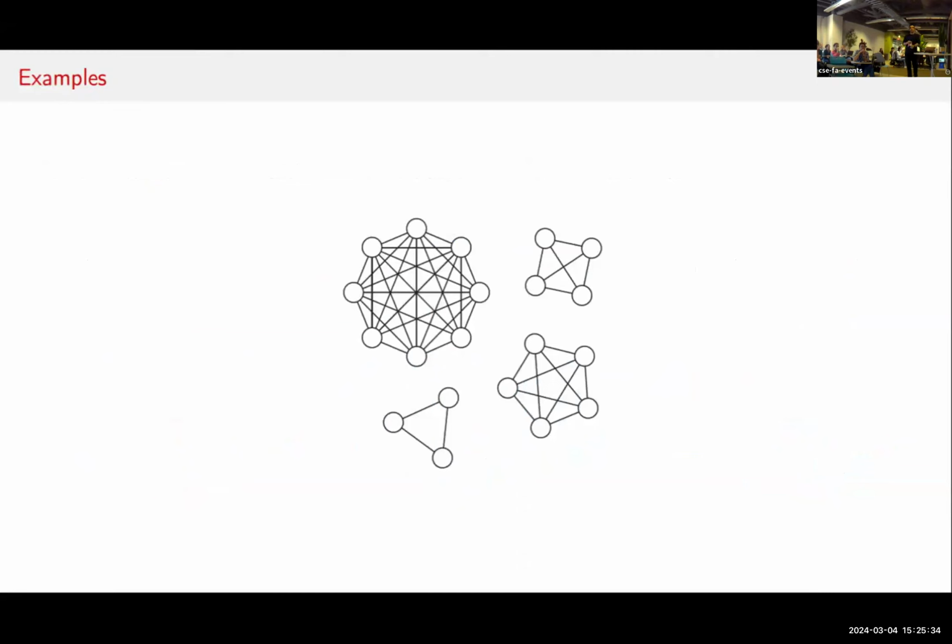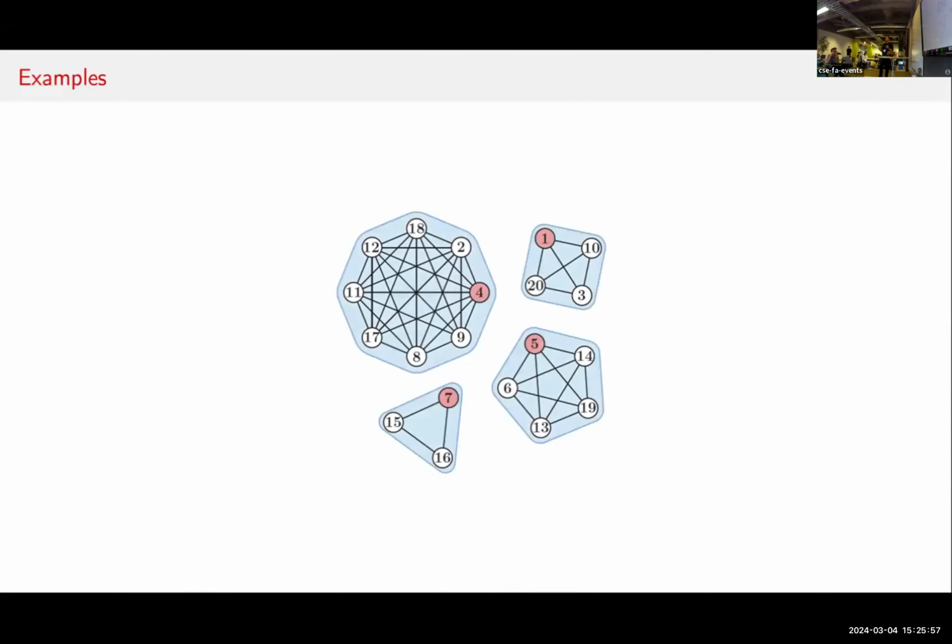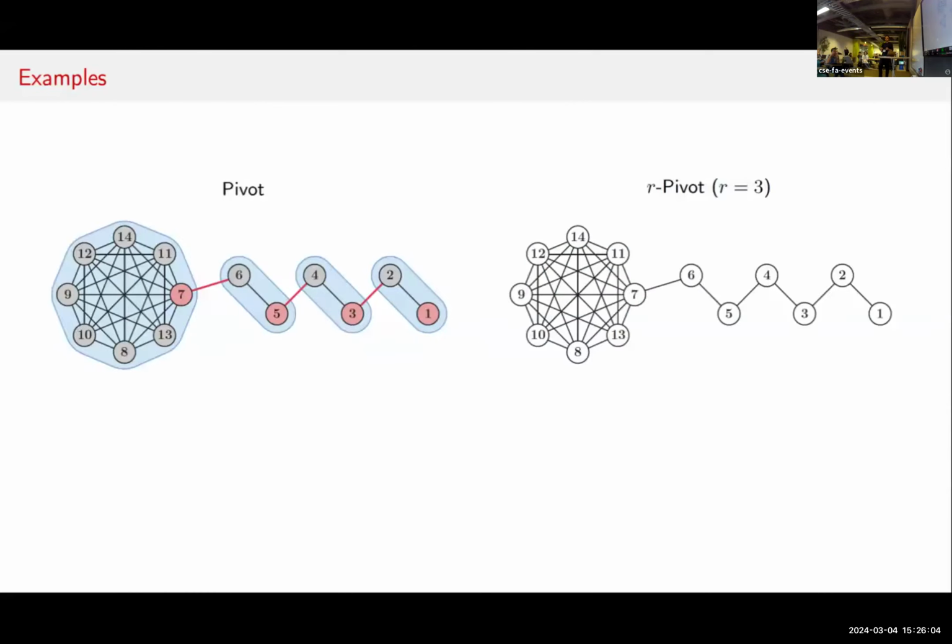Okay, so let's see 2 examples. The first example is when the input is just a collection of disjoint cliques. In this instance, the optimal cost is 0. So if you want to claim any multiplicative approximation, you better find the optimal solution. And indeed, just after 1 round, the minimum vertex of each clique is going to be marked as a pivot, and we will form the optimal clusters. So this is good. Even for R equals 1, we get the optimal solution.